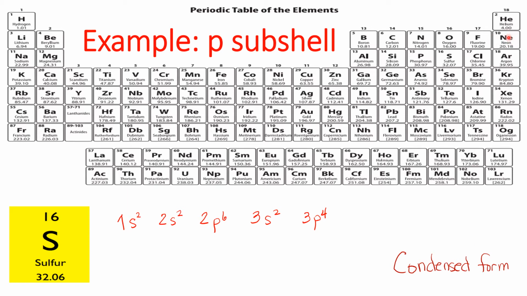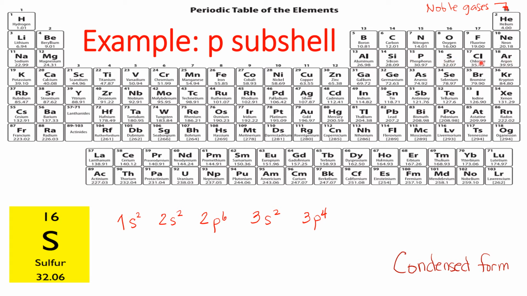Your noble gases are your group 8 elements. So the group 8 elements are your noble gases, or the most stable gases. We have helium, neon, argon, krypton, xenon, radon, and oganesson. In your condensed form, you have to look first at the previous noble gas before that element. So this is your sulfur, right? What is the previous noble gas before sulfur?